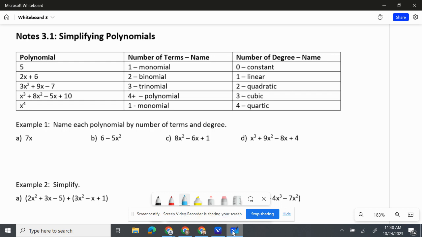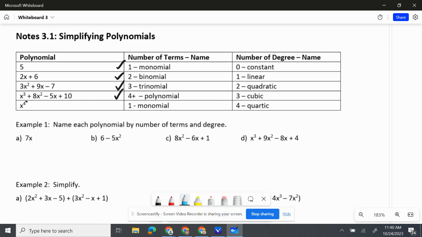What we're going to do is we're going to be simplifying polynomials, and this right here should be a little bit of a review of Algebra 1. We're going to add a little bit more, but it's the same naming as what we did in Algebra 1. Now there's two different ways that we name things. We name it based off of terms. So monomial means one term, binomial means two, trinomial means three, poly means four or more.